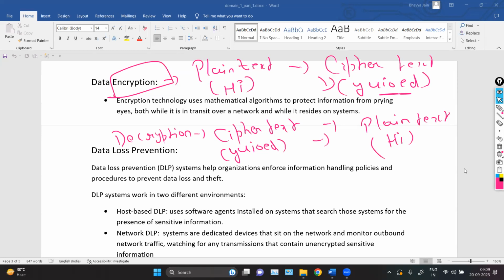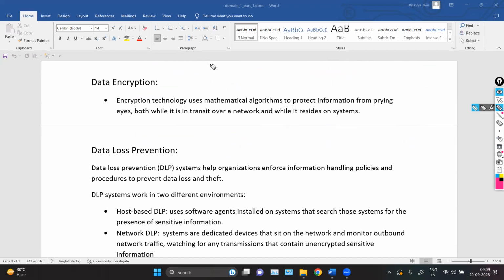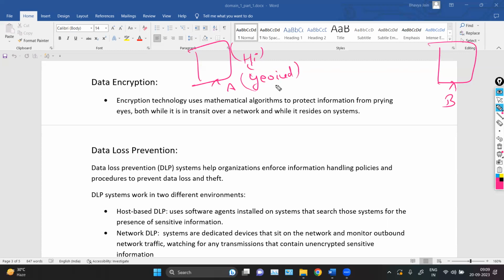We apply encryption and decryption while we are transmitting data from one place to another. Let's say user A is sharing "hi" with user B. Now you are encrypting your message. User A applies the encryption here, so now your "hi" becomes this, and this will transfer to user B.